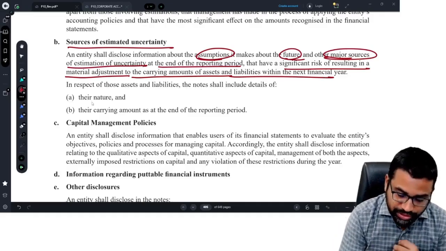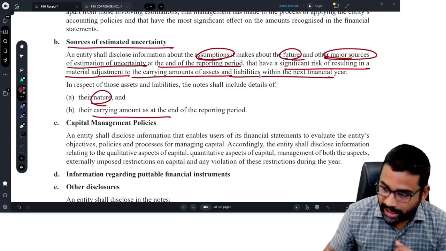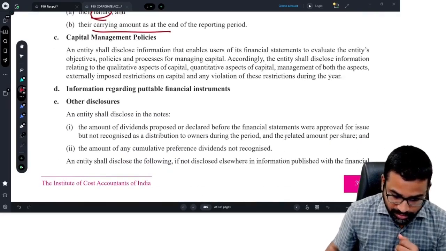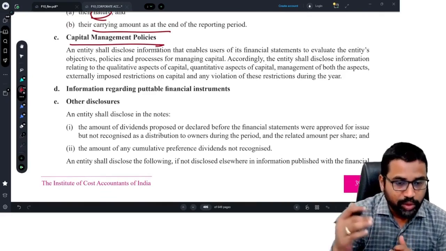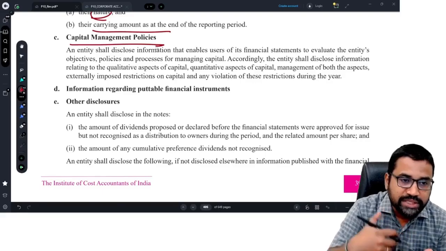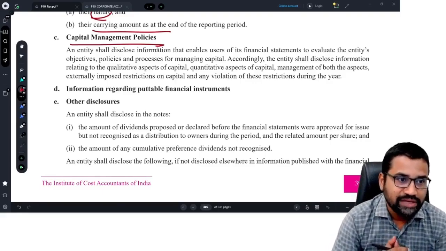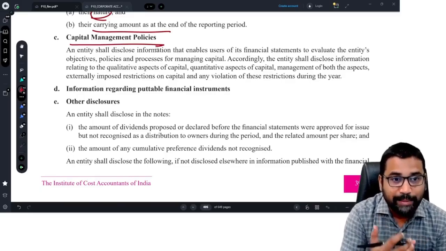So, we also need to disclose the nature and the carrying amount as at the end of the reporting period. And capital management policies. Along with the above information, the company shall also disclose the information that enables the users of its financial statements to evaluate the entity's objectives, policies, and process for managing capital.